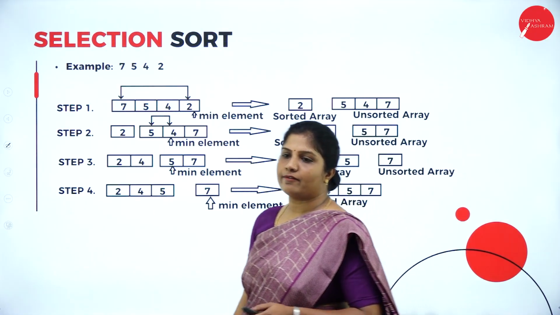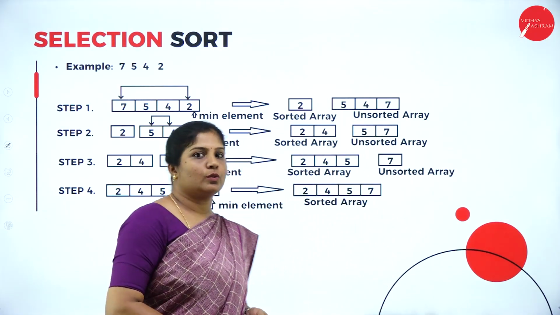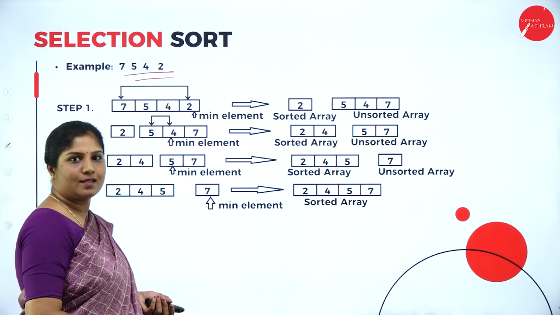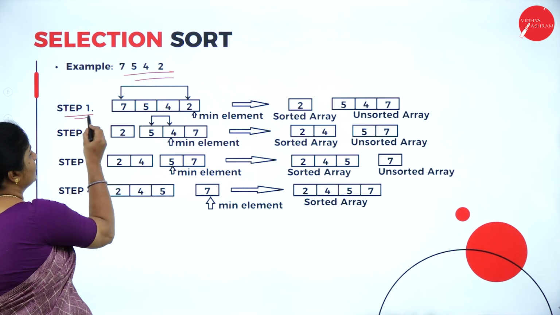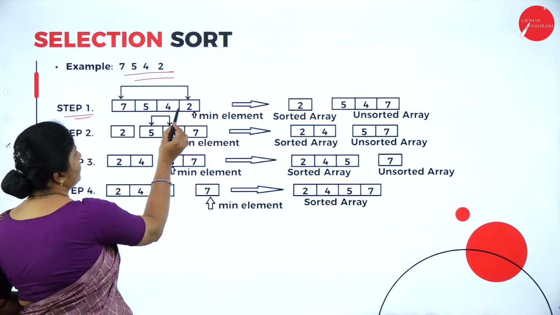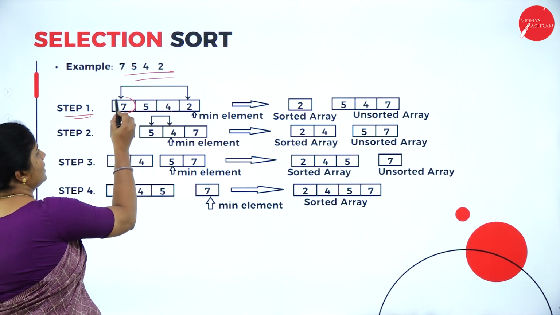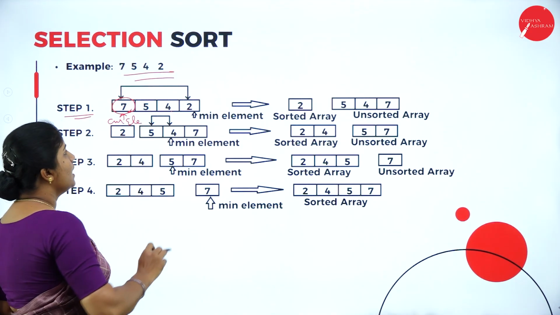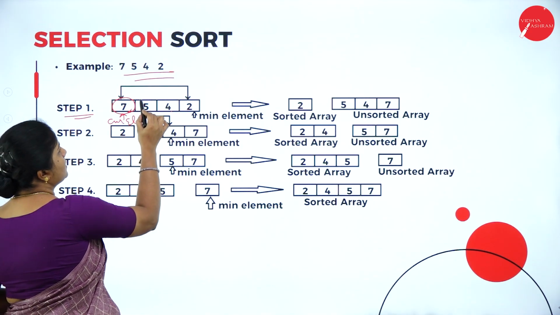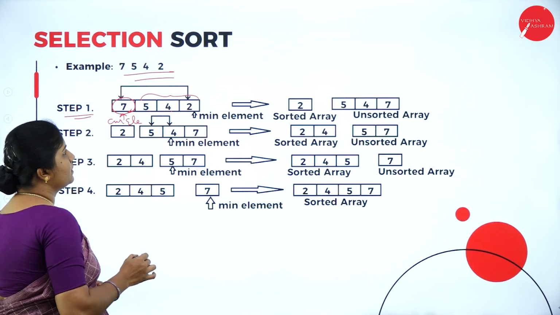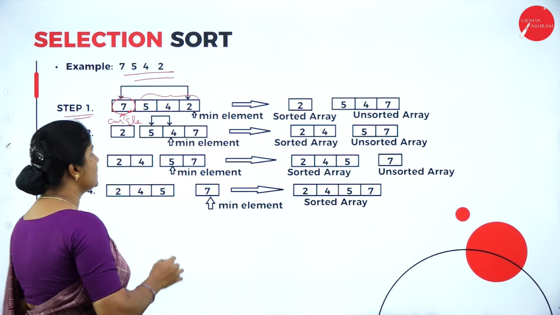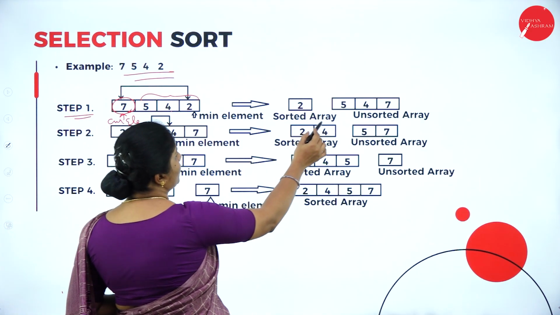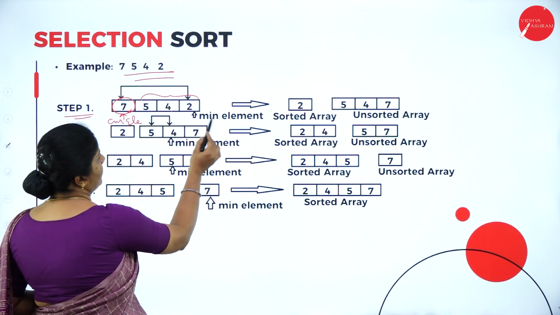Next, here I have a simple example. So I have 4 elements in an array, which are unsorted. In step 1, I have taken all the 4 elements of the array. Now 7 is the first element. I am considering it as the current element. Now these 3 elements are in the unsorted part. In these 3 elements, I will look for the minimum element.